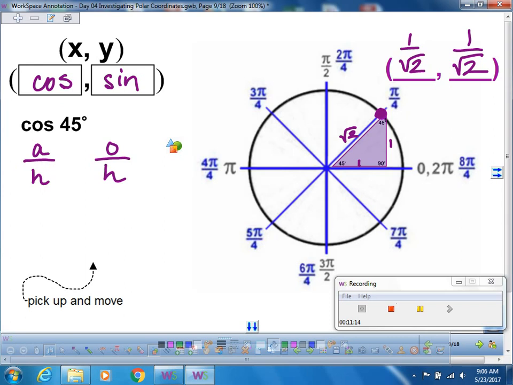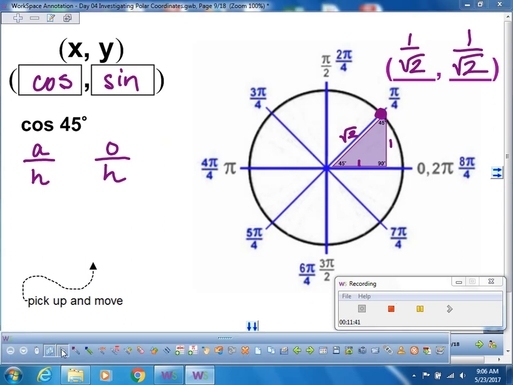Yes? I think we had tangent yesterday. Do we have it on this one? Nope. We're not even going to look at tangent anymore. Is that even x or y? It's y over x. So we're not even going to look at it anymore. Okay, I'm just going to concentrate on this.